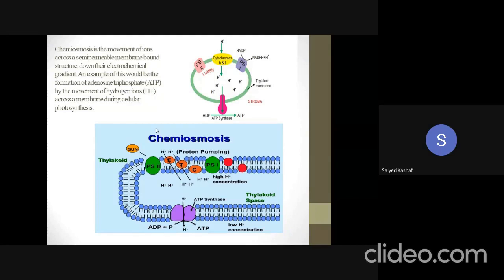As an example of this would be the formation of adenosine triphosphate by the movement of hydrogen ions across a membrane during the cellular photosynthesis, right?